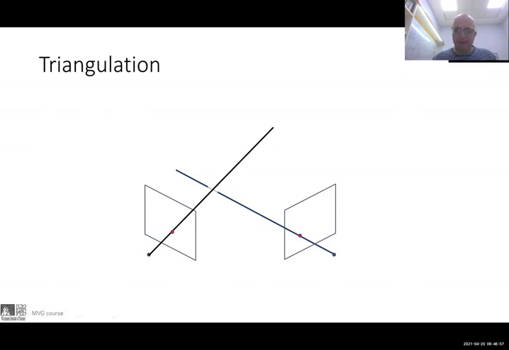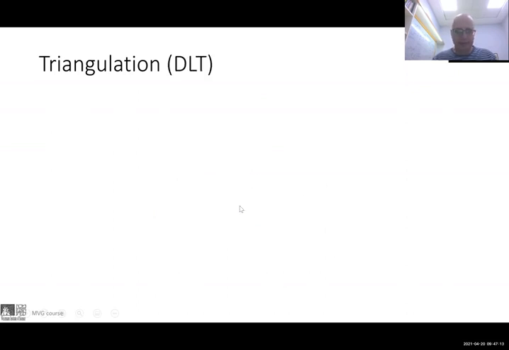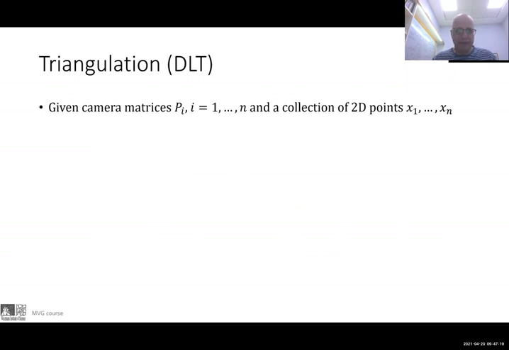Of course, what we want to do is to solve some least squares problem. Okay, so let's look at that. We want to find the 2 points on the two rays that are most nearby, and we solve it with DLT. So let's see how.